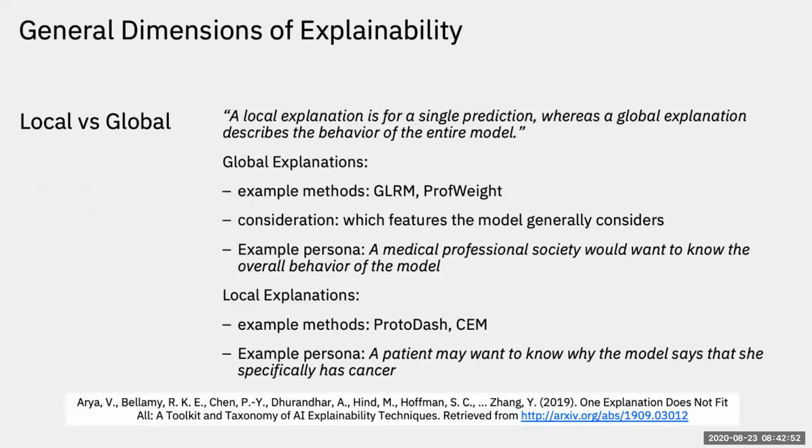A local explanation is for a single prediction, whereas a global explanation describes the behavior of the entire model. As an example of who would want a global explanation, a medical professional society might want to know the overall behavior of the model in order to inform best practices for their membership. This can be both post hoc or directly interpretable. Global explanations are possibly both, right?